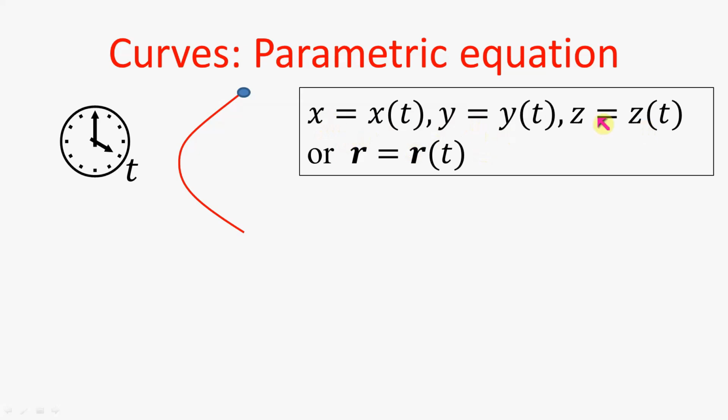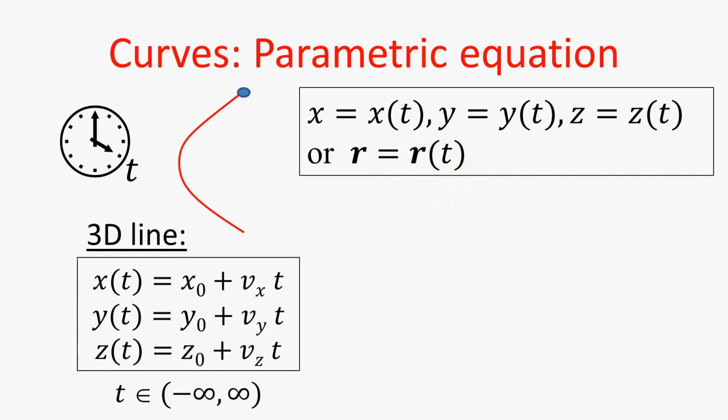Or instead of using three functions determining the location as a function of time, we can also use a vector equation that immediately provides the position vector as a function of time. The first example is the parametric equation of the line, where x0, y0, z0 is just the position of the motion when the time is 0, and vx, vy, vz are the three components of the velocity. If t can take an arbitrary real value, then this equation generates all points of a line.